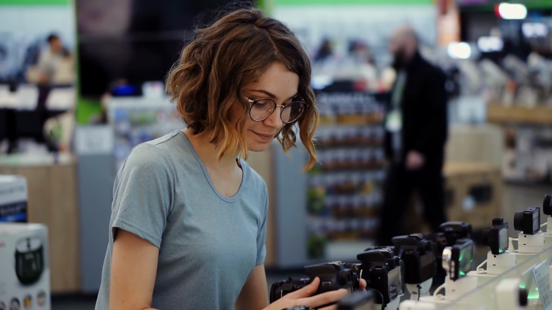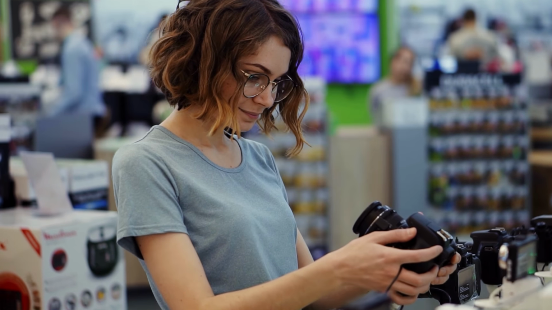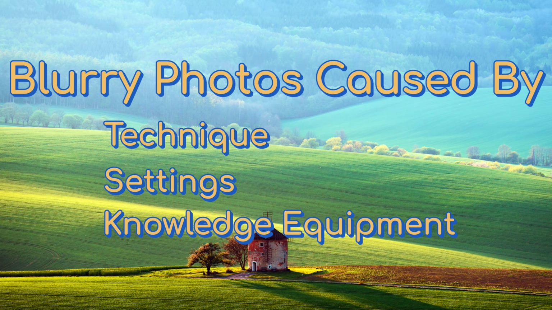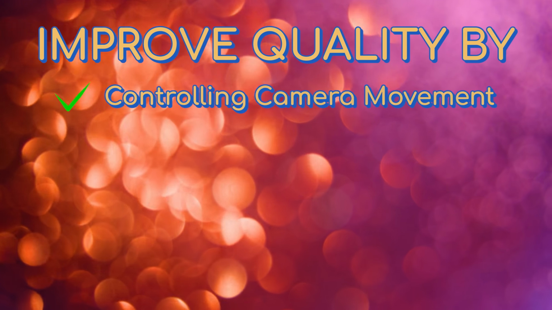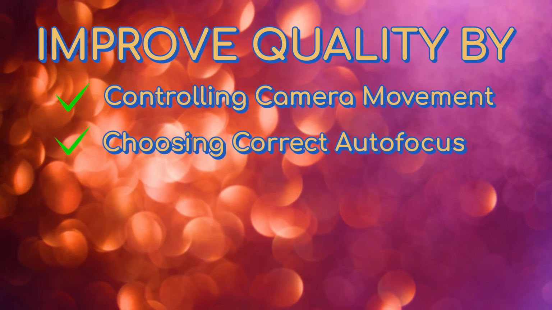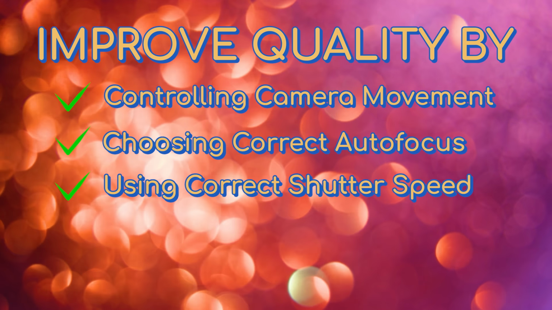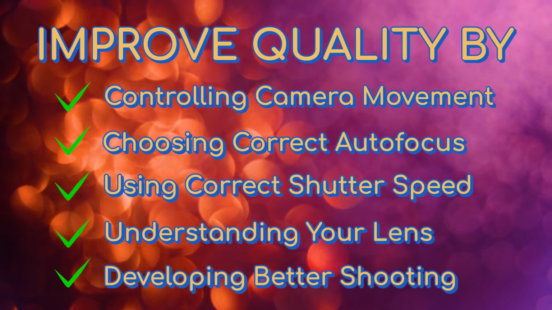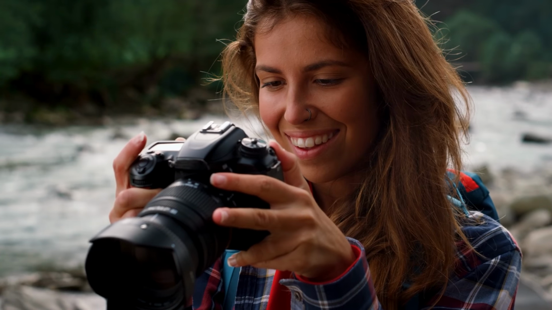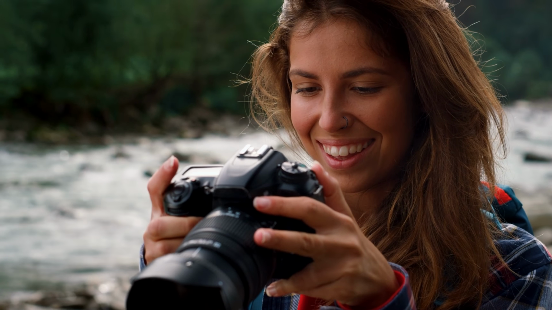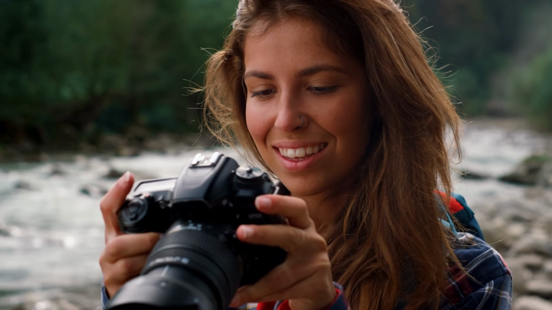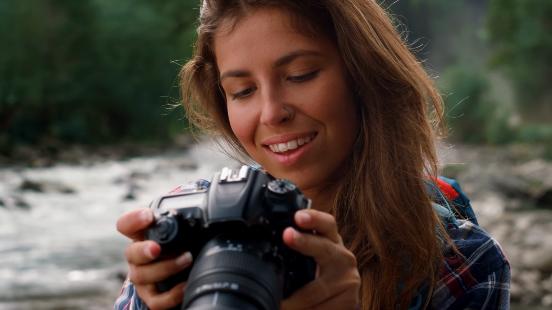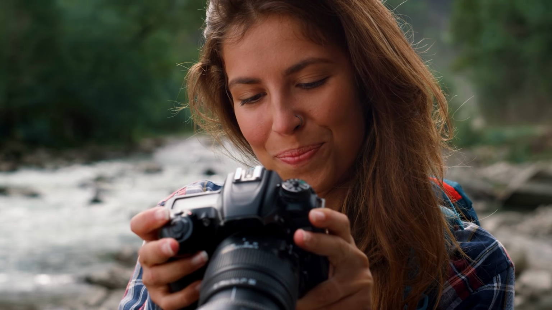The good news is that improving sharpness does not require buying a new camera. Most blurry photos are caused by technique, settings, or understanding how your equipment works. By controlling camera movement, choosing the correct autofocus mode, using appropriate shutter speeds, understanding your lens, and developing better shooting habits, you can dramatically improve the quality of your images. Sharp photography is not about luck. It is about making the right decisions before you press the shutter button. And once these habits become automatic, you will start capturing images that look clearer, more detailed, and much more professional.